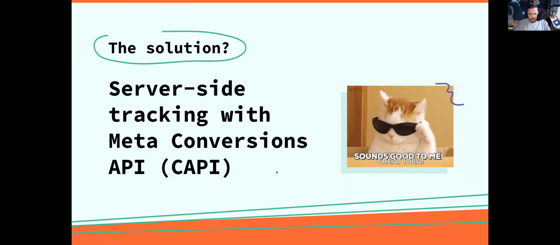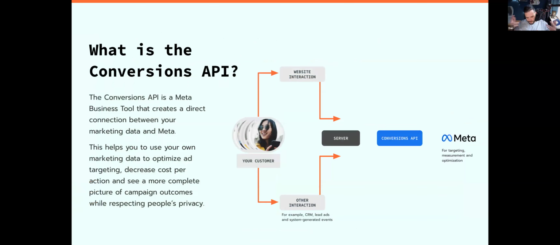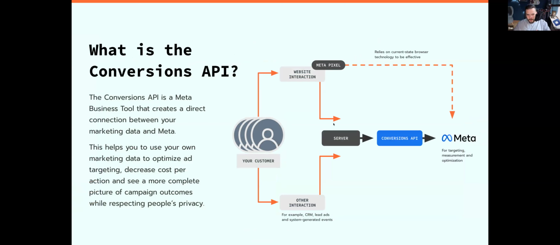The solution, as you all know it, Meta Conversions API. In principle, we have some good numbers on its performance. You can see a 30% cost per result improvement for an average user of Conversion API. It says global large advertisers, but I think you can scale it to everyone who sets up Conversion API. I've seen an average of 19% additional attributed purchase events. This has to do with those cookies specifically because in a Conversion API environment, normally, if you've done everything right, you would have an extended cookie lifetime, which will allow you to attribute purchases where they wouldn't otherwise be.